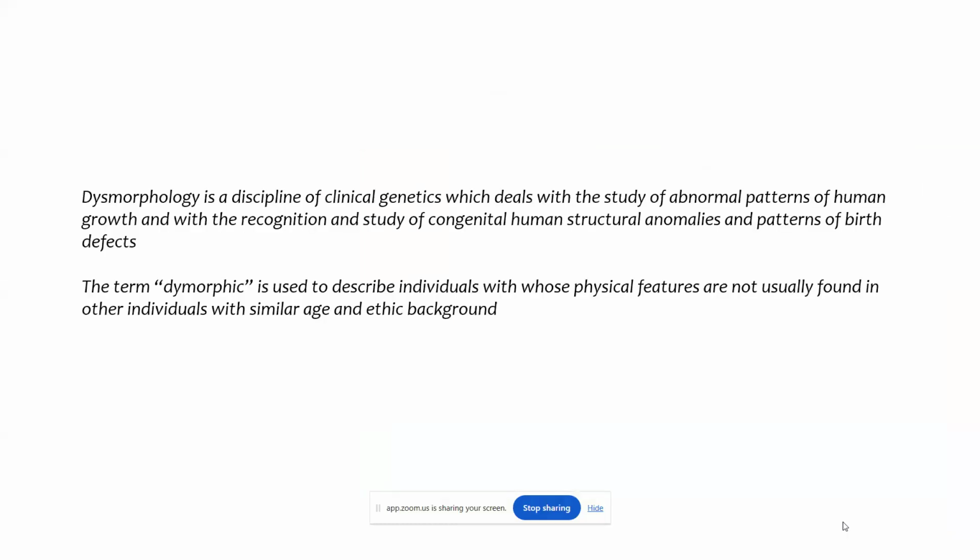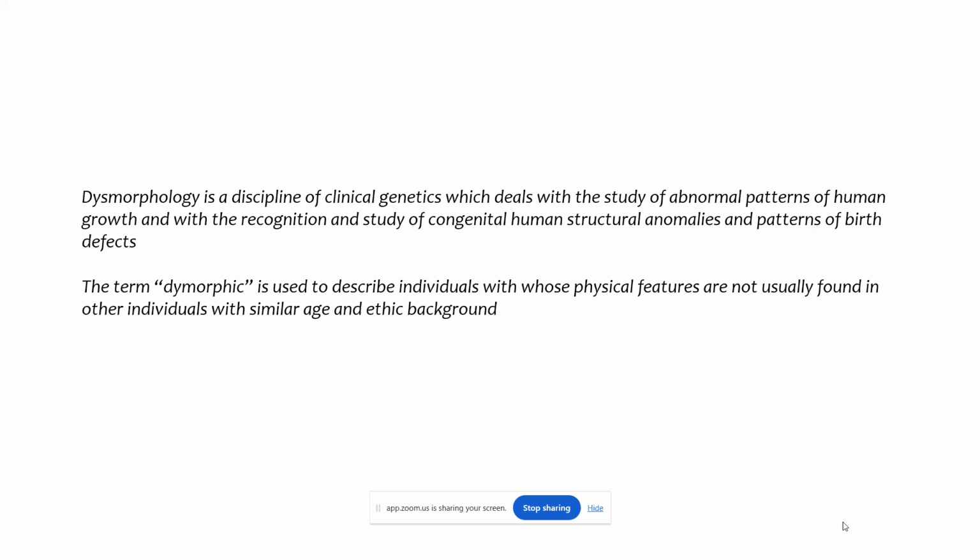So, the definition of dysmorphology is a discipline of clinical genetics which deals with the study of abnormal patterns of human growth. We often think that the word dysmorphism only pertains to facial dysmorphism, which is actually not correct, because it's the entire body. So, the abnormal patterns of human growth, and with the recognition of study of congenital human structural anomalies and patterns of birth defects. The term dysmorphic itself can be used for individuals who have physical features which are not usually found in other individuals with similar age and ethnic background.